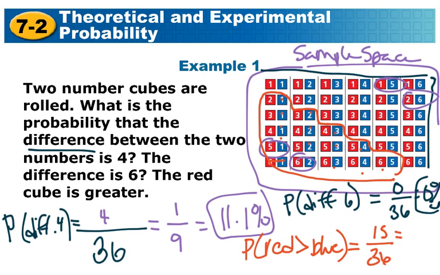And of course you can reduce that as a fraction because they're both divisible by 3. So we'll end up with 5/12, or we can have 41.7%. It's a little sloppy, sorry. Alright.